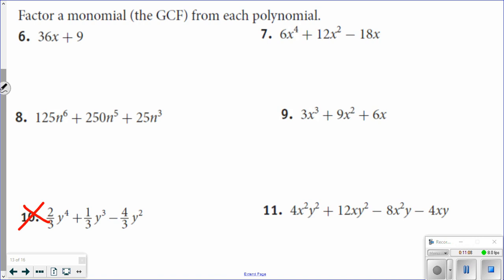Looking at 36 and 9. 9's the smallest number, so I'm going to start there. And that happens to be the GCF. They do not have the same variable, so I'm only pulling out a 9. 36 divided by 9 is 4. Leave the x. 9 divided by 9 is 1.